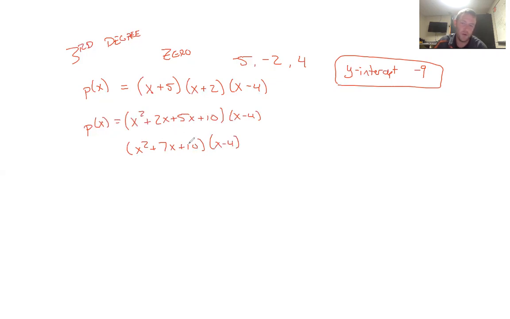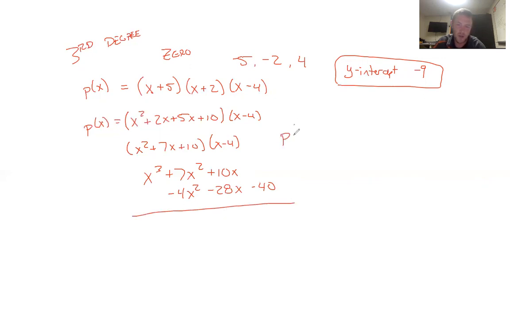Now FOIL these. So x times x squared is x cubed. x times 7x is 7x squared. x times 10 is 10x. And then negative 4x squared. Negative 4 times 7 is negative 28x. And negative 4 times 10 is negative 40. And then I just add those, add your like terms. Okay, so I get p of x equals x cubed minus 4x squared minus 28x minus 40.